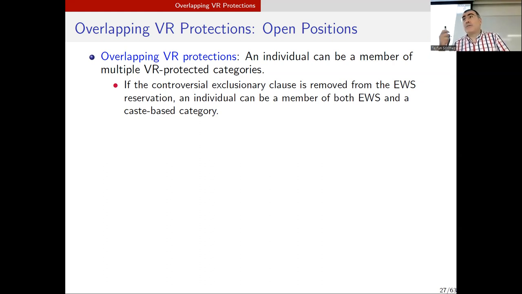And first of all, why is this question relevant? Well, if the controversial exclusion is removed, you automatically have overlapping VR protections. Overlapping in a particular way. An individual can be a member of two categories at most, two reserved categories, one of which has to be EWS, right? That's the structure.